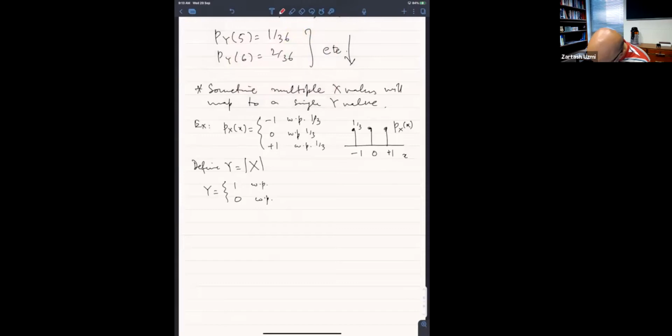So Y takes a value 1 with probability. Answers in the chat window. When does Y take a value 1? Y takes a value 1 whenever x is minus 1 or whenever x is plus 1. These are two mutually exclusive events, X taking a value minus 1 and x taking a value plus 1. X या ये value ले या ये value ले लो, which happens with probability 1 by 3 each. So this happens with probability 2 by 3. And Y will take a value 0 when x takes the value 0, which happens with probability 1 by 3.